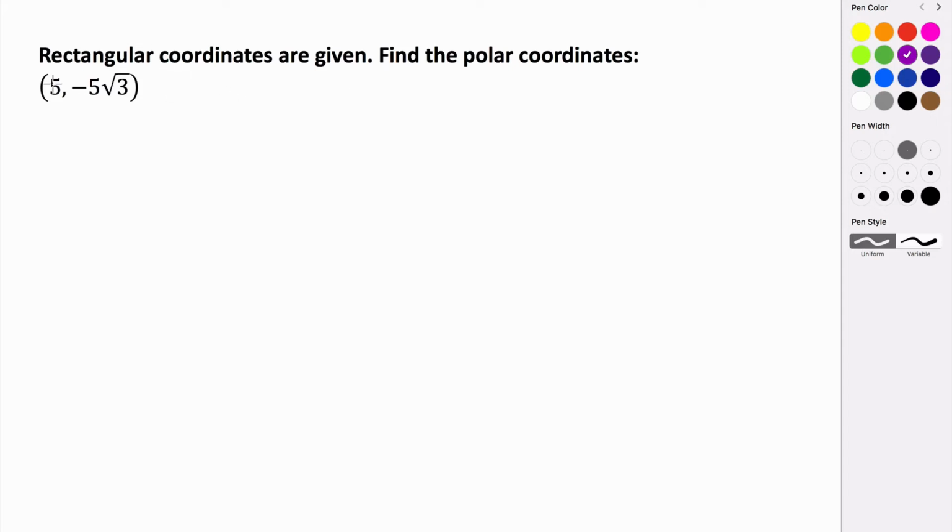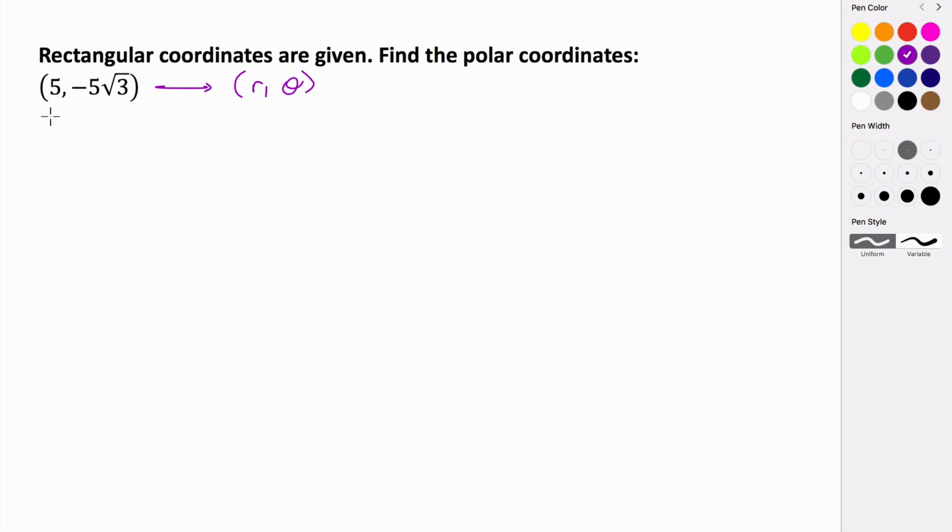For this example, we are given rectangular coordinates and we want to find polar coordinates that would match the position for the given rectangular coordinates. So that means that we need to try and figure out the value of r and theta that would put us in the same position as (5, -5√3).